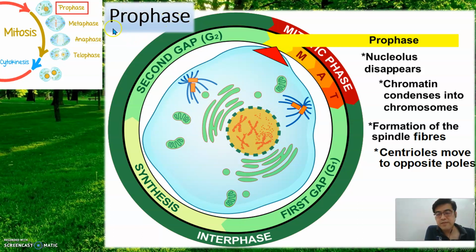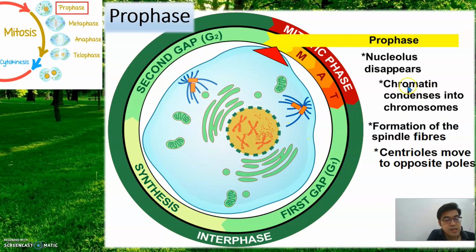Pro itself means before. Okay, the very first stage of mitosis. We are now at prophase. So during prophase, the nucleolus, which is the small organelle in the nucleus, will start to disappear. As you can see, the dotted lines here are the nuclear membrane. The nuclear membrane will disintegrate and disappear, as well as the nucleolus inside the nucleus.